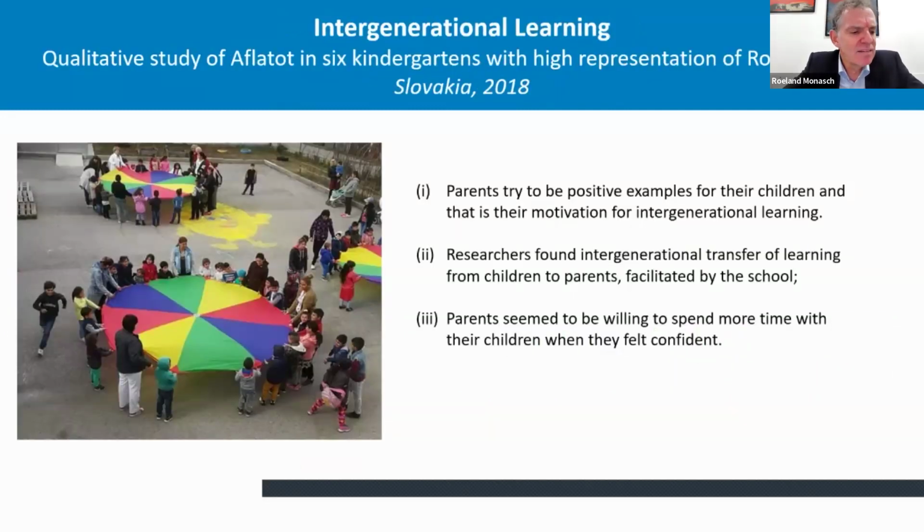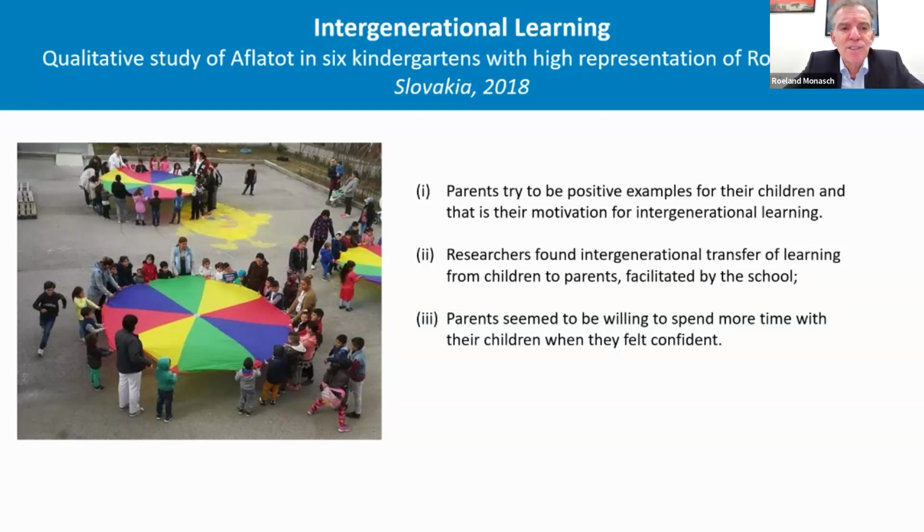And then I think this is the final research finding, but very important, is that there is also intergenerational learning. There was a study in Slovakia, and we have strong partners in Slovakia, and they did a qualitative study in 6 preschools with a high representation of Roma children. In the qualitative study, they really found that those parents really want to engage. They want to be positive examples to their children if they have the confidence to interact with the children. So you really need to take these parents on the journey of AflaTot.